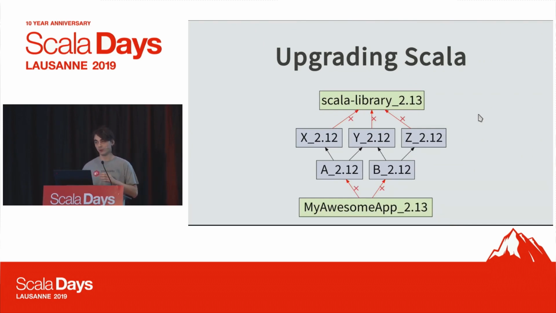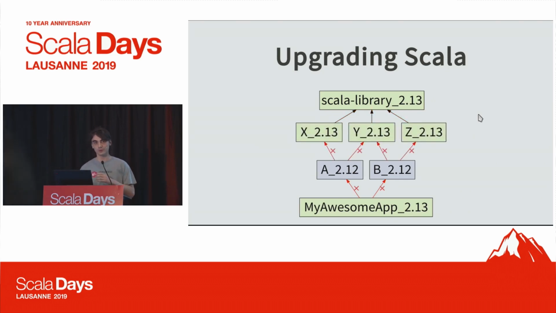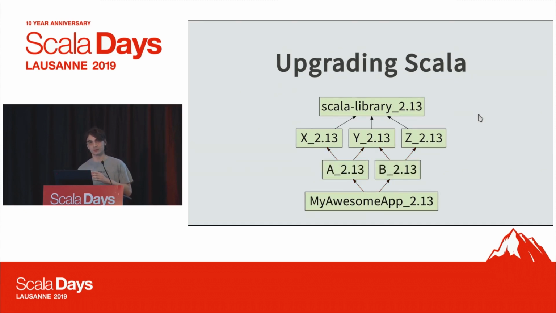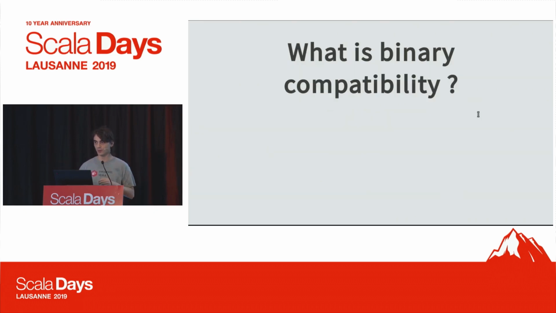So what needs to happen is first all the dependencies at the root of the tree, which usually are things like Scala test, Scala check, cats, need to upgrade to 2.13. Then the libraries that use these libraries that you depend on need to upgrade. And then finally, you can start using Scala 2.13. So why does this happen? What's going on here exactly?